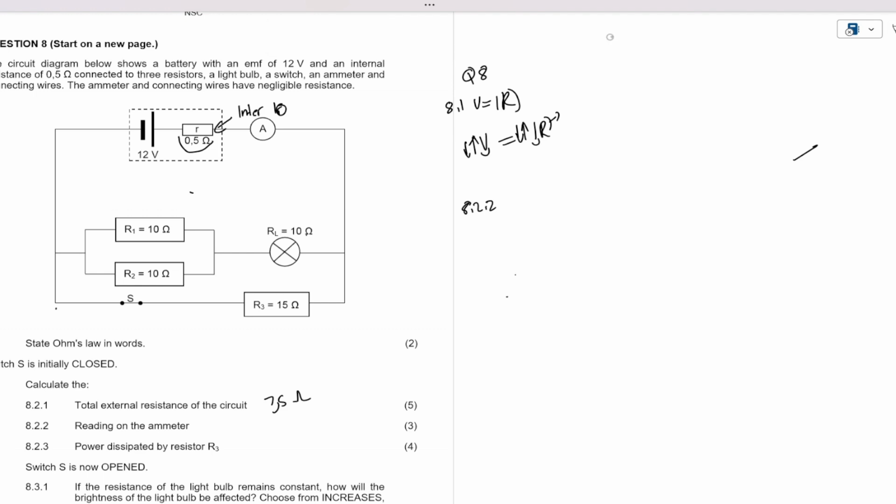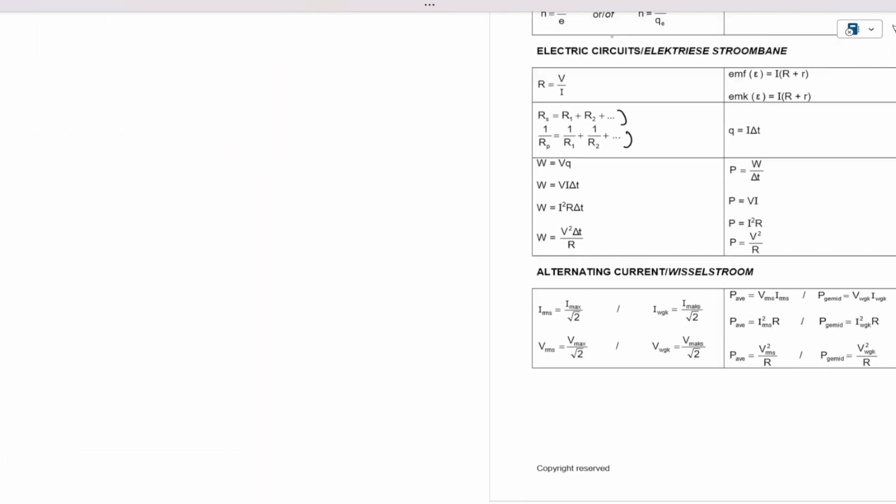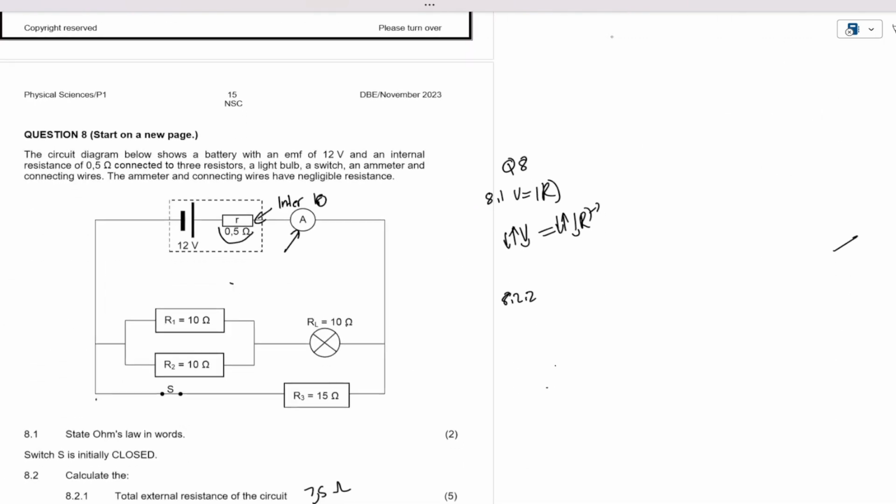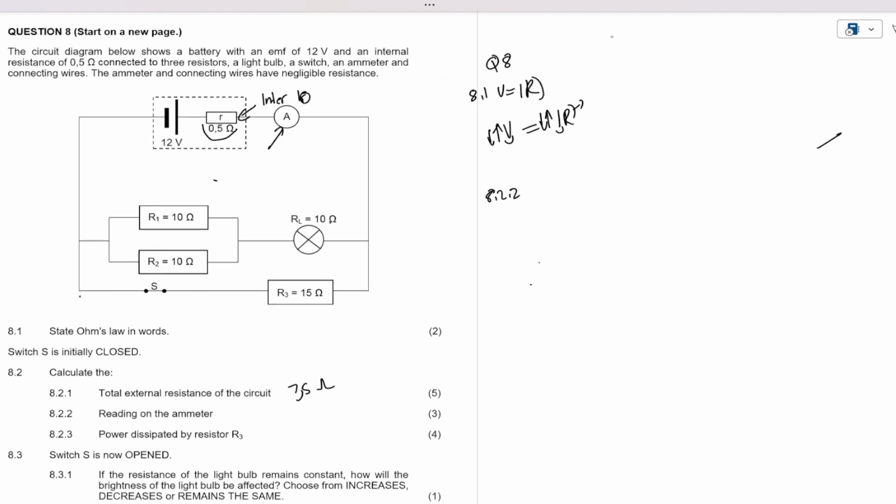Now, what's the reading of the ammeter? So where is our ammeter? Here is our ammeter. So for the reading of our ammeter, we must always remember the formula sheet. I have the formula sheet this side. You must always remember the formula sheet. That's why I took the section for electricity. The formula that we're going to use to find the current is this one. So let's see how we are going to apply that very same equation.